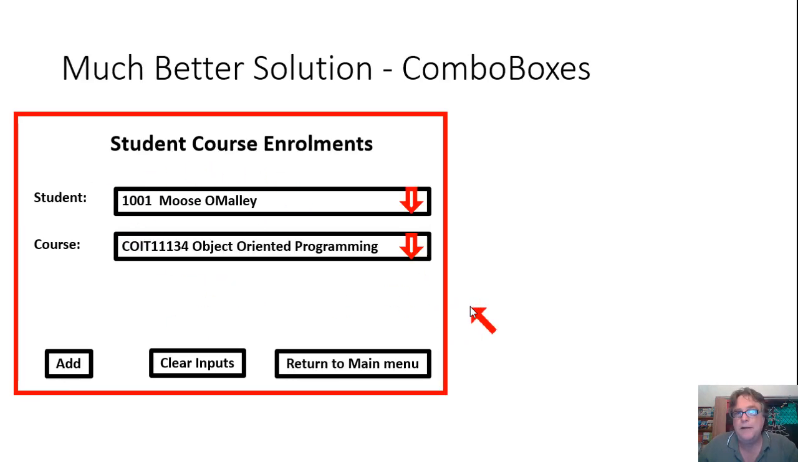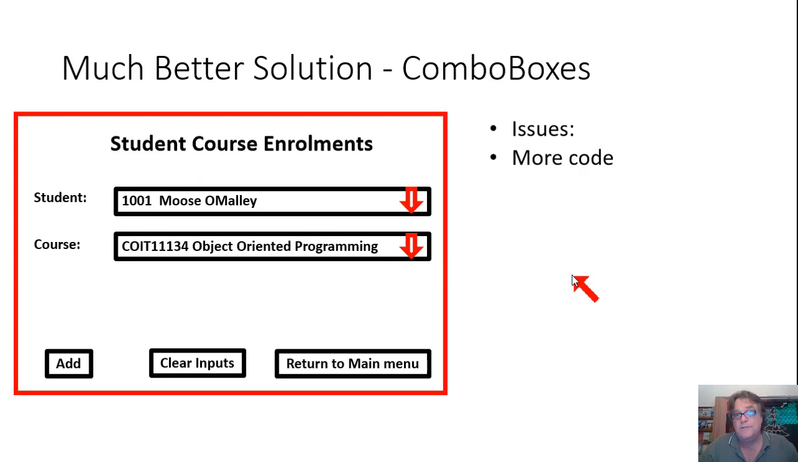A much better way for what we've done so far is to maybe store more information inside these data entry items and make them combo boxes. So the user can't type in values, they've got to select a student from the list and select a course code, or a course, from the list. And once they've selected a pair, then they can click the Add button. Okay, so this is a much better solution.